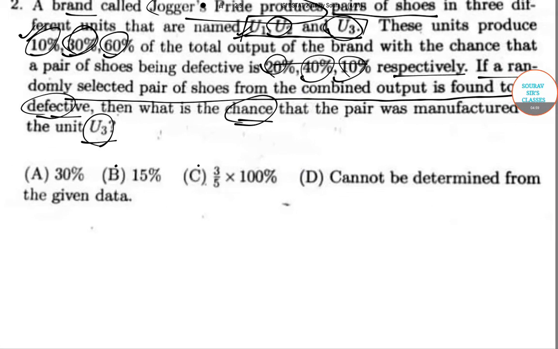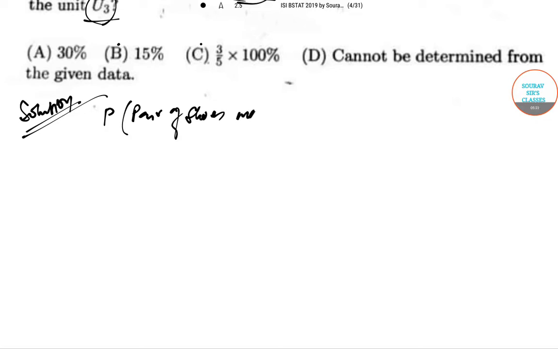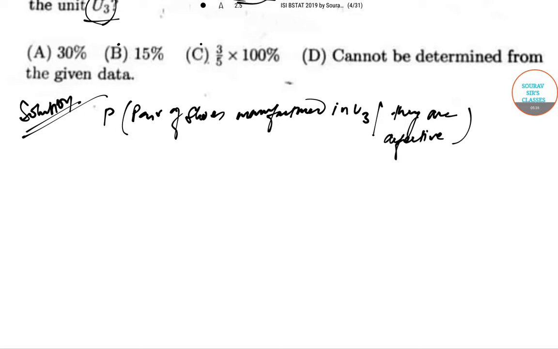Solution. Now let P be the pair of shoes manufactured in U3 given they are defective. So it's a conditional probability question, where P is the probability that the pair of shoes was manufactured in U3 given they are defective.